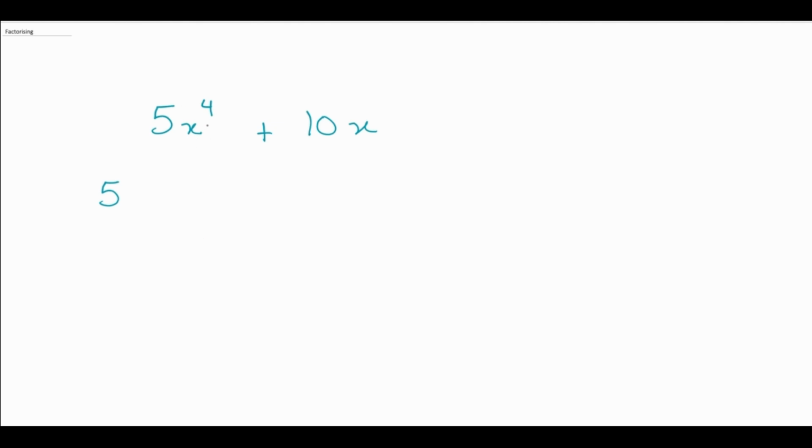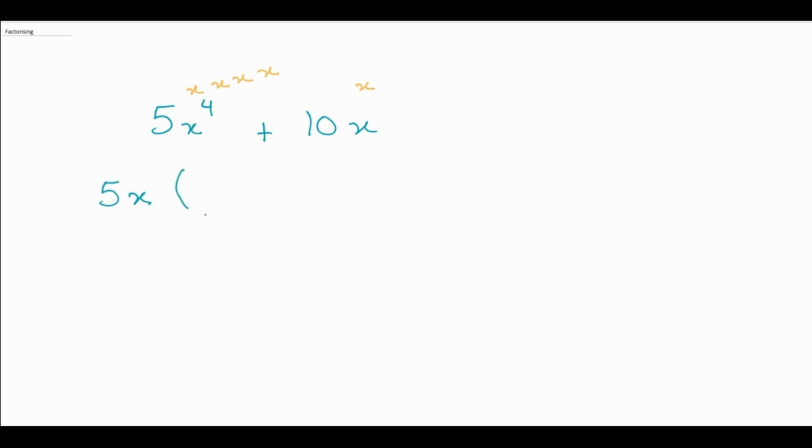So we have x to the power of 4. x to the power of 4 means 4 x's multiplying with each other. So x times x times x times x. And over here, we just have 1 x. So the highest amount of x's that I can factorise out from both the terms is just 1 x. And that is what I'm going to factor out like that. So essentially, the highest factor that we could take out from this expression is 5x.